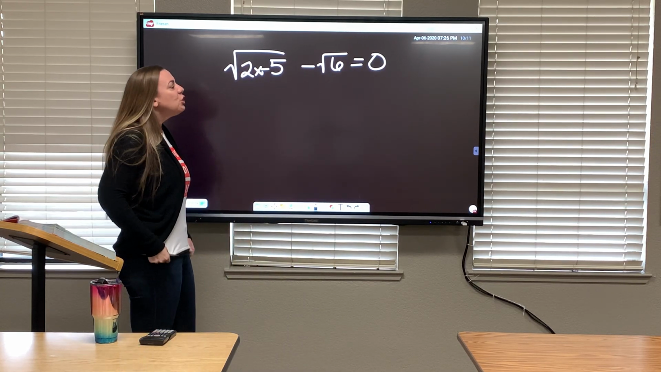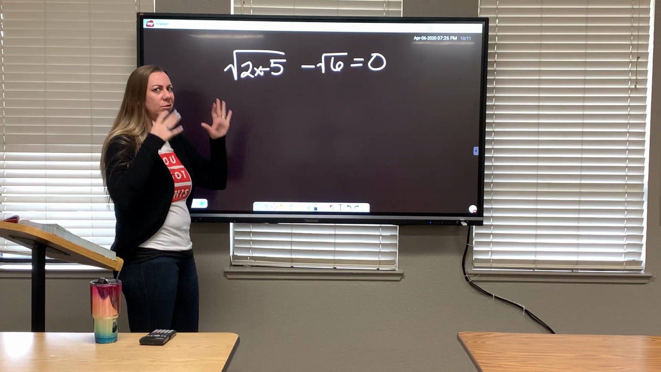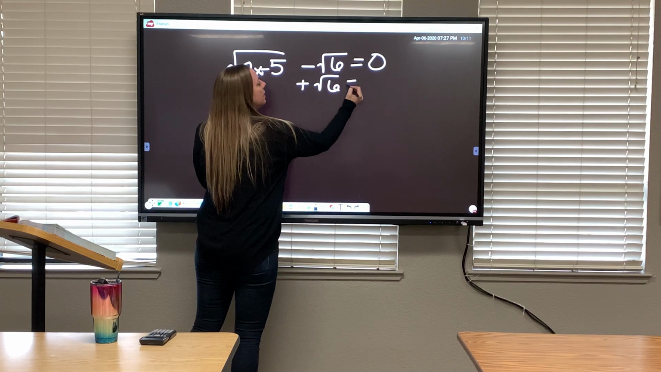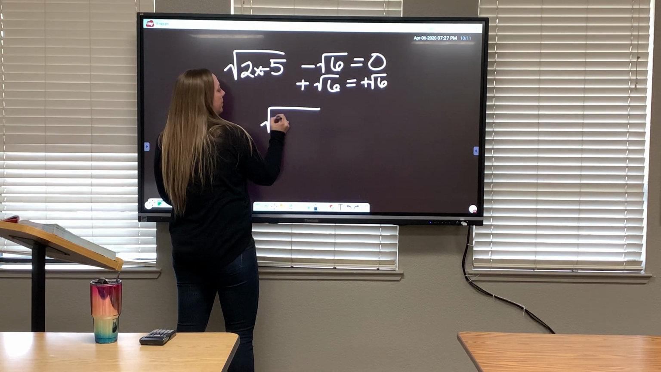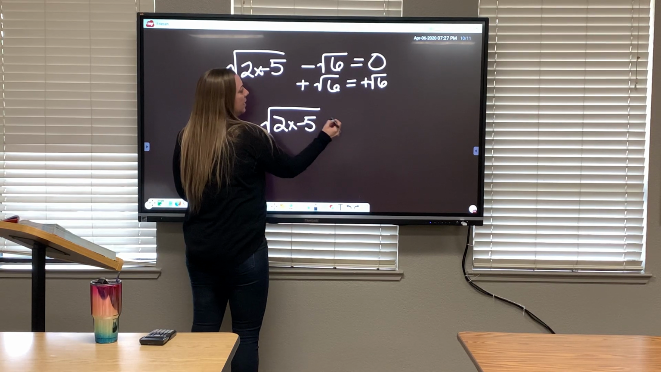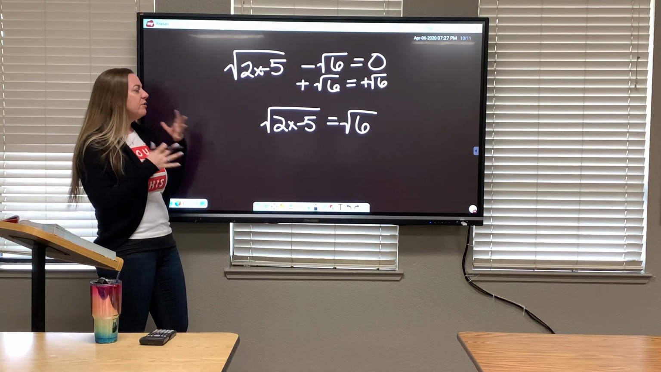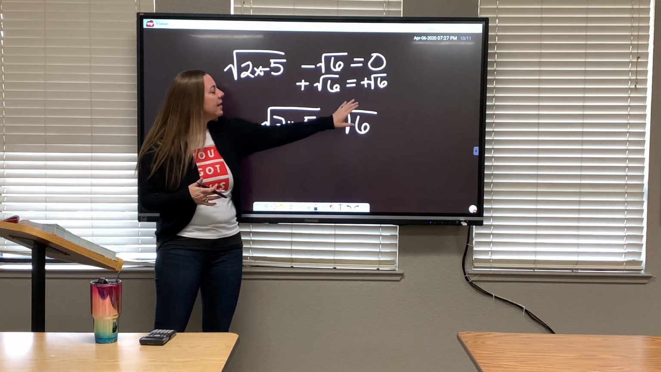Now, I have 2 radical symbols, and if I square this, that's going to be all crazy. So let's go ahead and move this to the other side. So then I have one radical, 2x minus 5, equals another radical. This is going to be your hardest step when I have 2 radical symbols within one equation. So I have one equaling another.